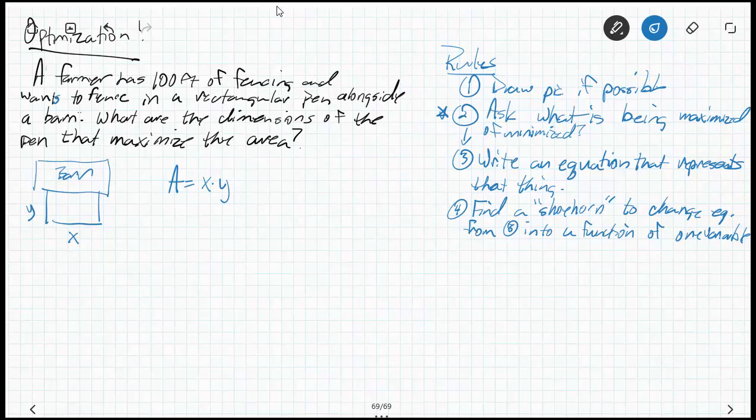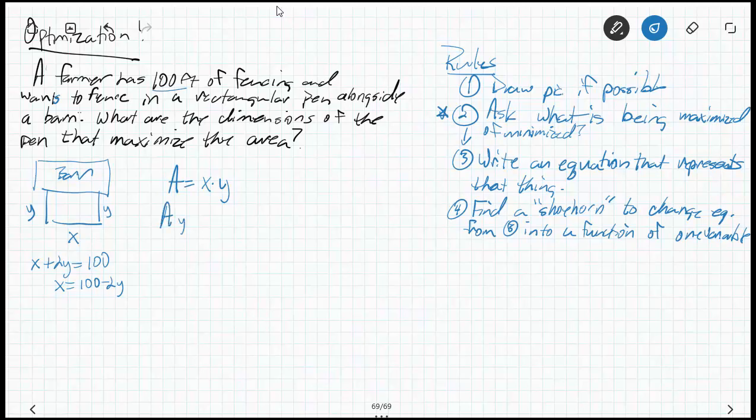Well, all I know is I got 100 feet of fencing. And I know that if this is Y, then this is Y. So I've got X plus 2Y equals 100. Hey, wait a sec. Can I solve for X in this equation, which gives me 100 minus 2Y, and then stuff this X into this equation, hey, that makes the X go away, and then I have a function of Y.